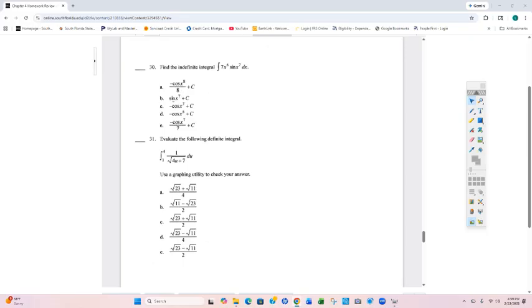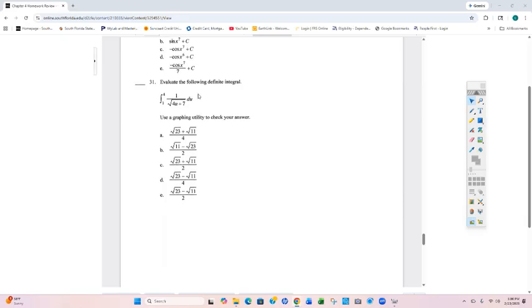B, sine x to the 7th plus c. C, negative cosine x to the 7th plus c. D, negative cosine x to the 6th plus c. E is a fraction. In the numerator, negative cosine x to the 7th. In the denominator is 7. And then there's a plus c on the end. The answer to number 30 is C.